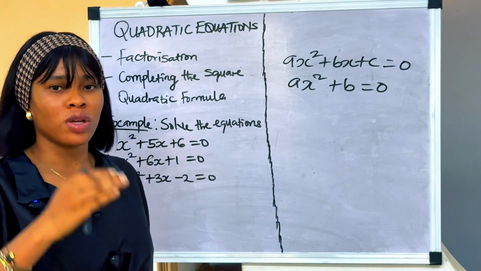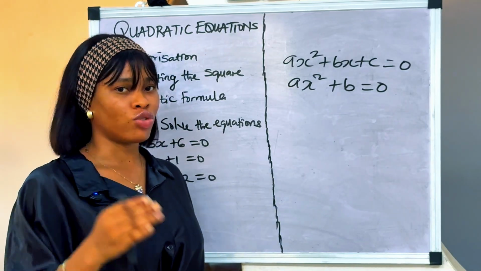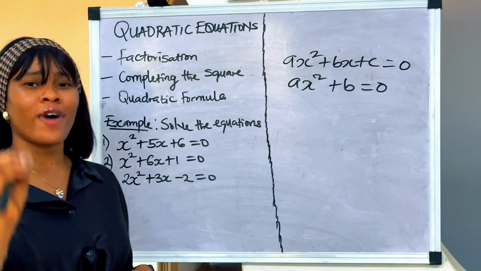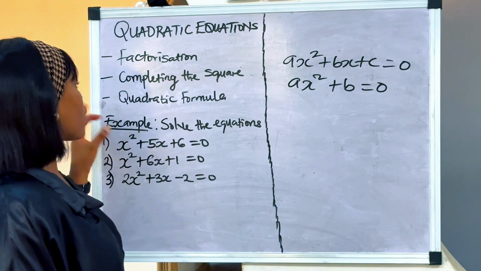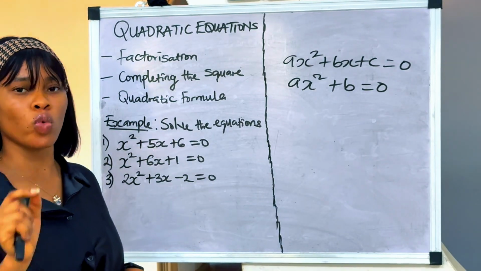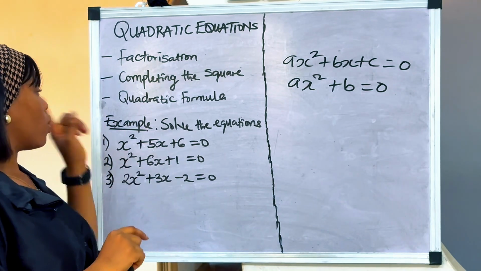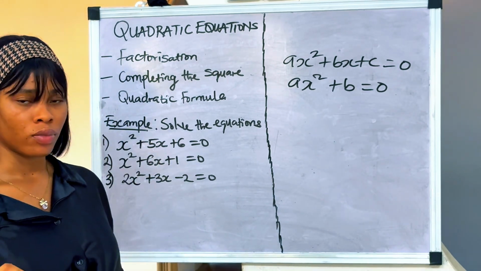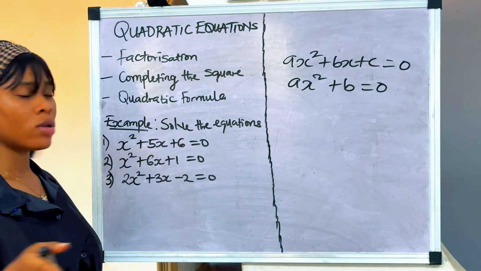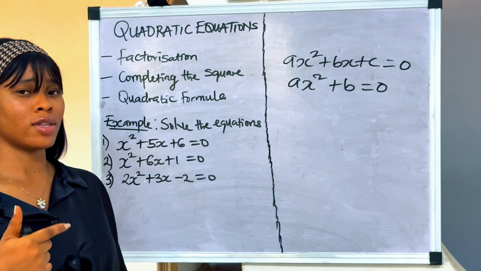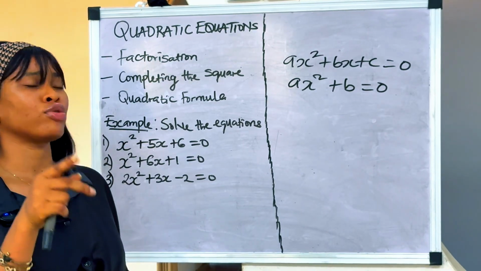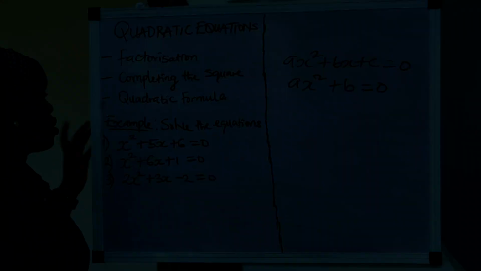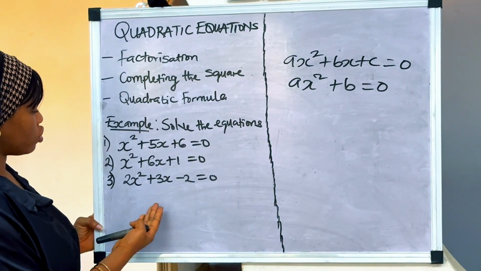Now, we have various methods of solving quadratic equations. Number one, we have the factorization method, then the completing the square method, and then the quadratic formula method. Now, let's get right into the examples, and let me show you how to use these methods in solving quadratic equations. We have to solve these equations.